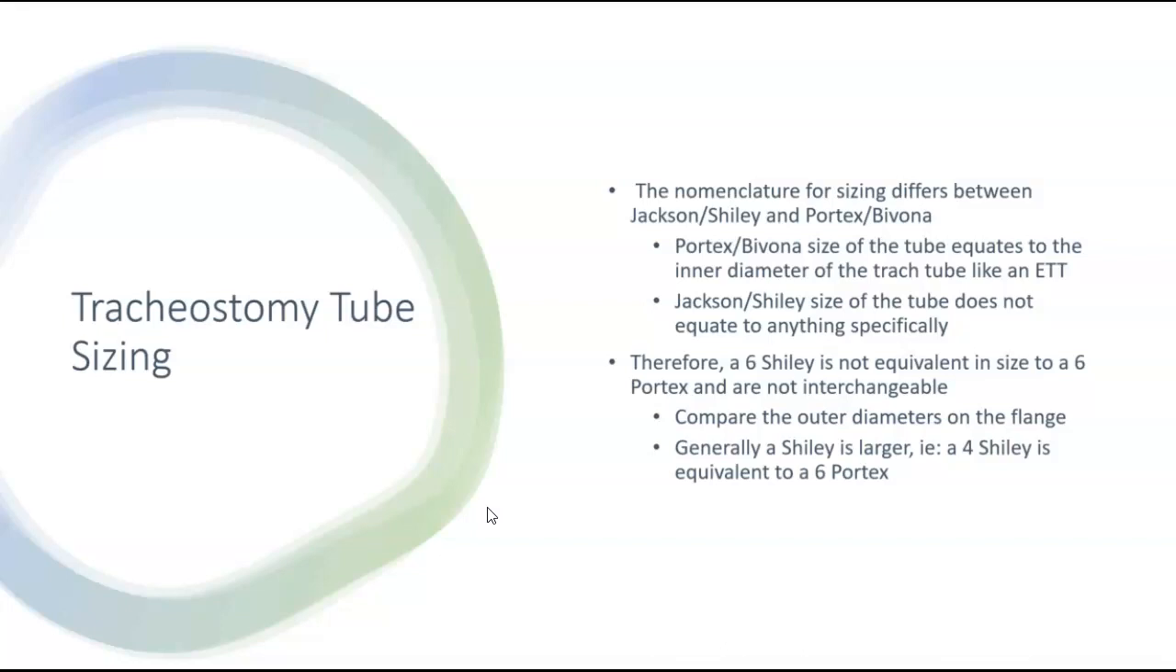Because these don't always equate specifically to each other, if you have a patient that comes in with a Shiley trach and your facility only carries Portex trachs, you're going to need to look at an exchange chart to make sure you're putting in the correct size, or exchanging it for the same size to the same size. So when you look at that, you want to compare the outer diameters on the flange. Generally speaking, the Shileys are going to be a little bit larger, meaning that a size 4 Shiley usually looks like the same outer diameter as a size 6 Portex.